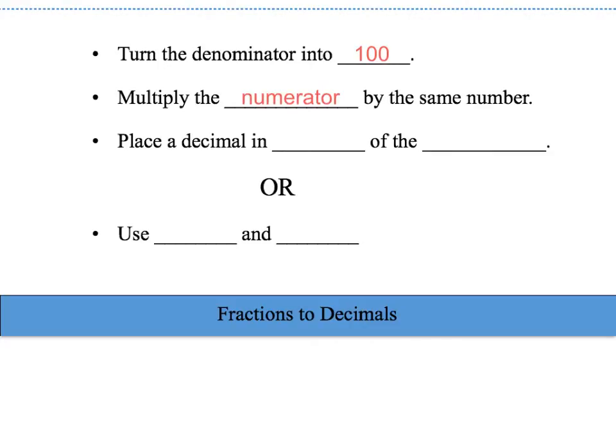Our second step is to multiply the numerator by the same number that you multiplied the denominator by. And then finally, our last step is to place a decimal in front of the numerator.